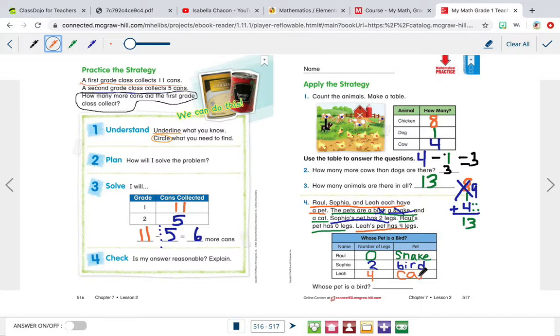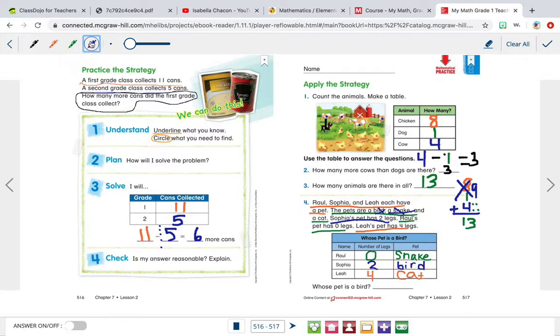And look at that. See, this is why a table is so nice because the table shows the numbers and it names the pet and who it belongs to. So we know Raul's pet has 0 legs and it's a snake. We know that Sophia's pet has 2 legs and it's a bird. And finally, we know that Leia's pet has 4 legs and it's a cat.